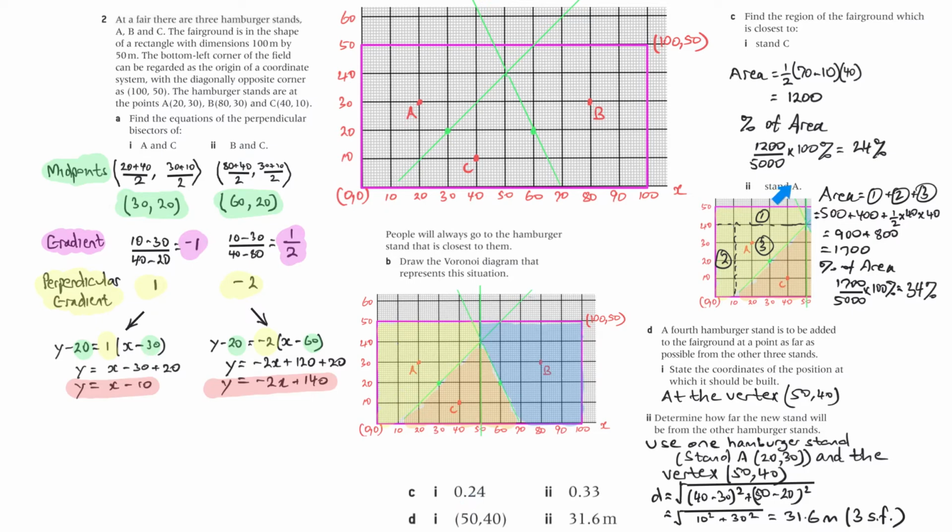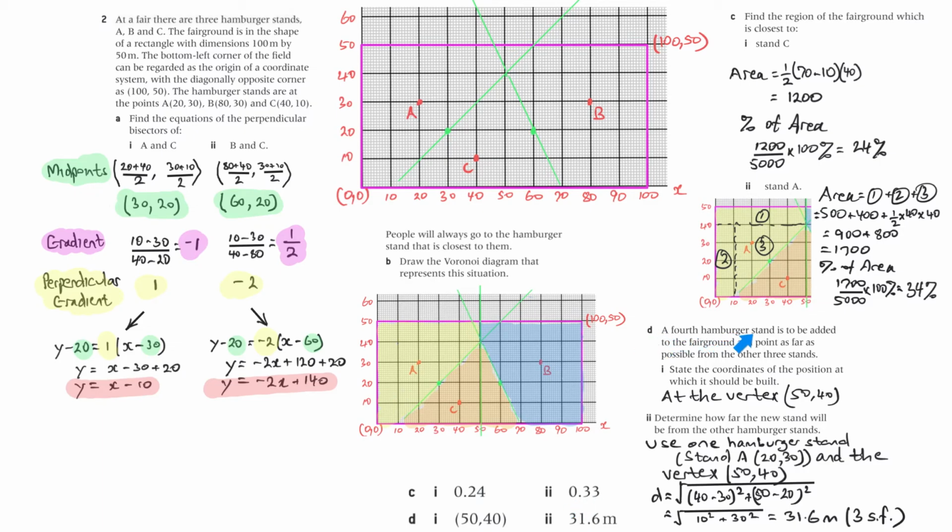Now with stand A, I did the same, but I actually broke it up into 3 parts because I had to work out what the area of this was. So I broke it up into this top part here. Okay, that's 10 by 50. This part too is 10 by 40, so that's 400. So we've got 500 plus 400. Now the area of this triangle here, it's 40 by 40, so it's half the base times the height, and that's 800. Okay, because that's 1600 on 2, and then we've got 1700 as a percentage of the area. That's 1700 on 5,000 times 100, that's 34%. And they've got 0.33 here in the book.